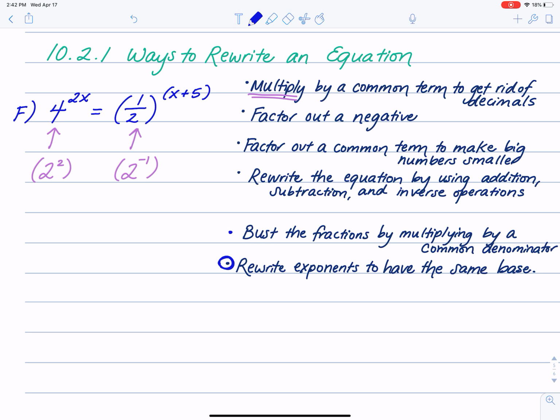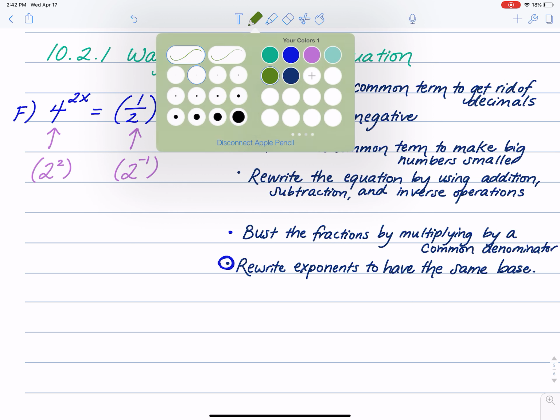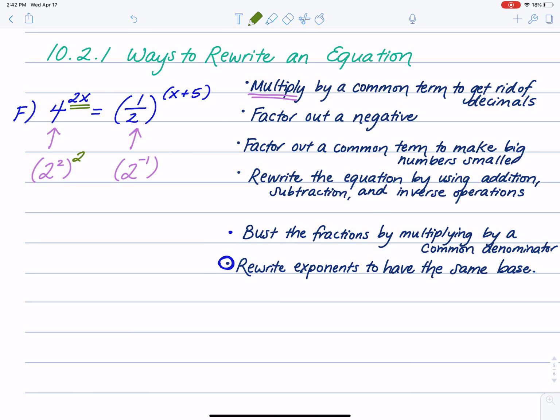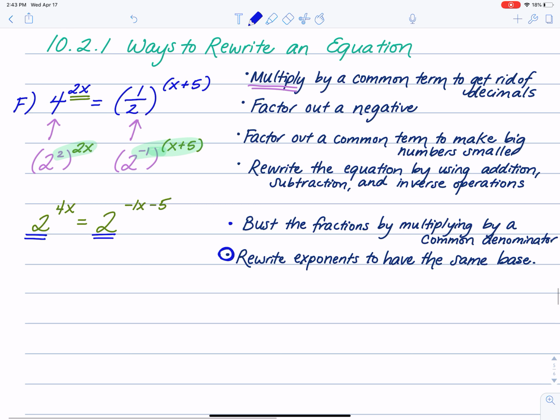So here we go. We've rewritten both of our bases, but we still have to move down the powers that were already there. So we're going to move down that 2x power, and we're going to move down that x plus 5 power as well. Again, we're going to need to do power to a power, which means multiply, for both of them. So now we have 2 to the 4 times x power set equal to 2 to the negative 1x minus 5 power. Because we have the same base, 2 and 2, we are good to set the powers equal to each other. 4x equals negative x minus 5.